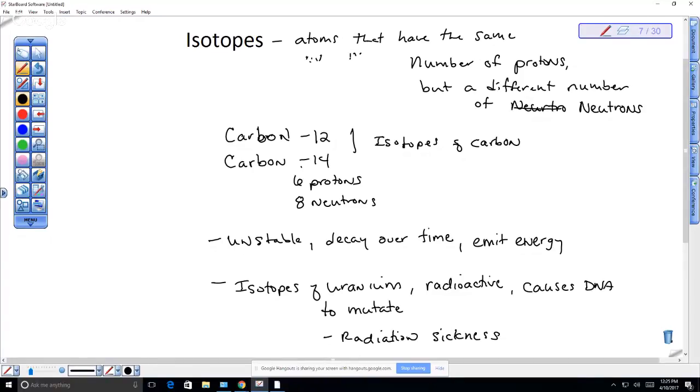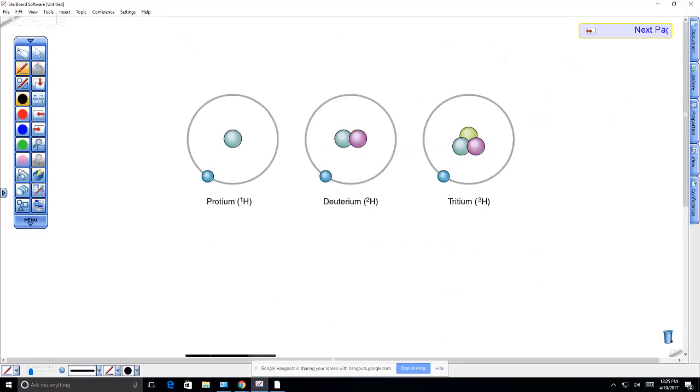Sometimes they use these in the military, weaponry that has radioactivity in it. And we also use radioactivity in nuclear power plants. Unfortunately, sometimes those nuclear power plants malfunction or get damaged, and they release radioactive elements into the atmosphere, or into the water. So one of the things about isotopes is that they can be used medicinally.